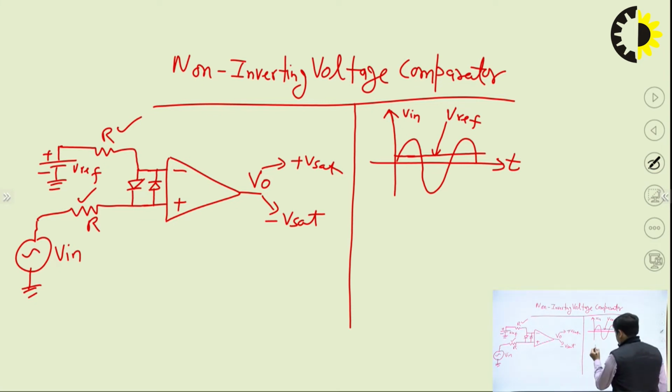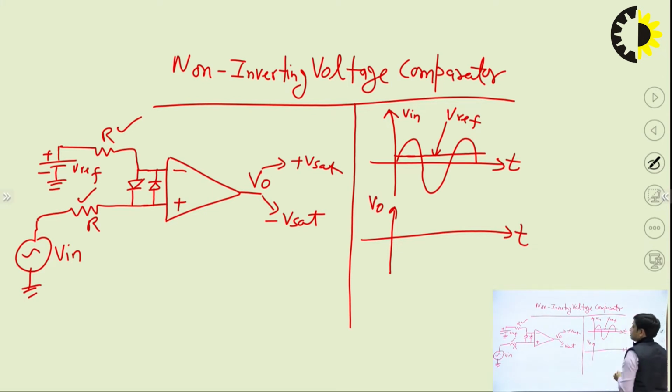Now what will be the output voltage waveform? Output voltage waveform, that is V naught versus T. To draw this V naught versus T graph, we can just draw the vertical line from that point at which this V reference line is cutting the input signal Vin. So this one is the input signal Vin. Similarly, we can draw it.